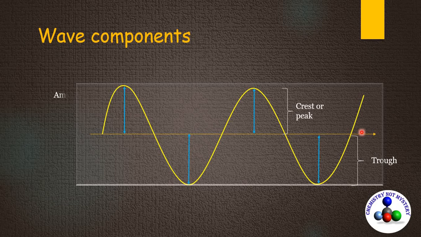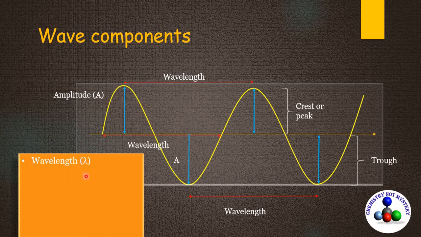And the height of crest and trough is called amplitude, or you can say amplitude is the measure of maximum displacement from the baseline. And one complete cycle of a wave that contains one crest or one trough is called wavelength. It can be measured by the distance from one peak to another, or the distance of one trough to another. So you can measure wavelength in three different ways. The symbol of wavelength is a Greek letter lambda, and its SI unit is meter.